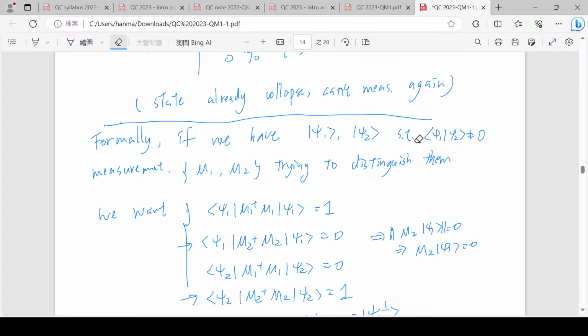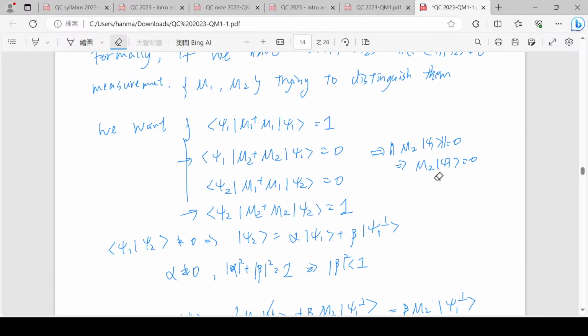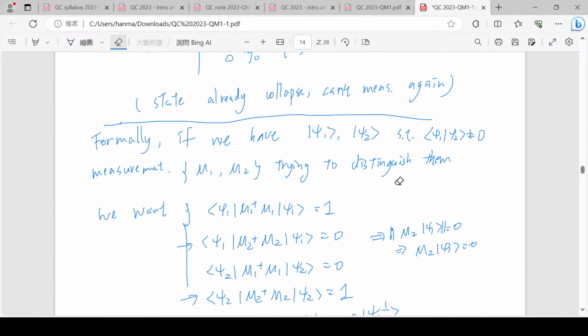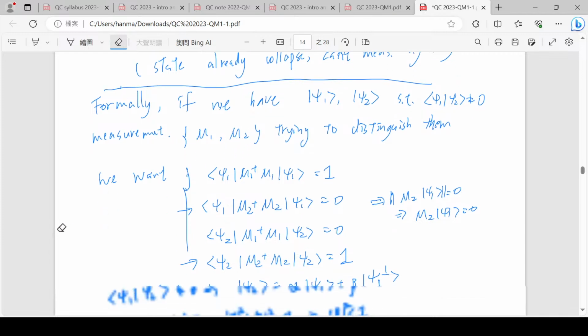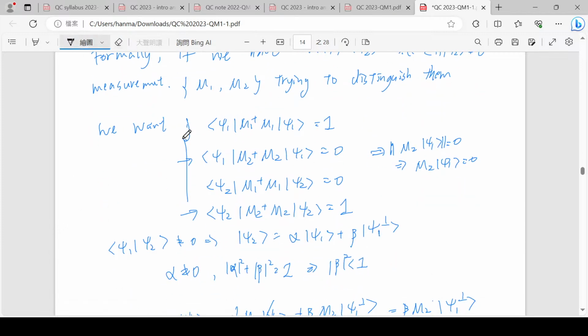And we can prove that if we have two states that are not orthogonal, so psi 1 has inner product with psi 2 not 0, then any measurements M1 and M2 trying to distinguish them cannot perfectly distinguish them. So you cannot have psi 1 go to M1 with 100% probability and psi 2 go to M2 with 100% probability. Okay, so this is what we want.